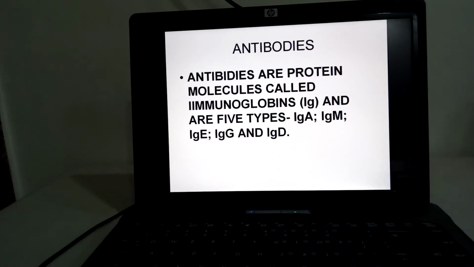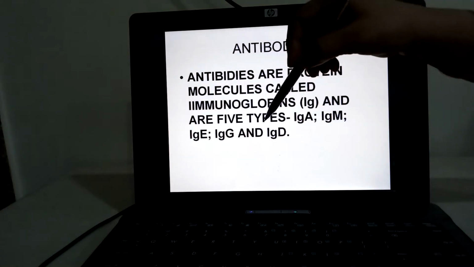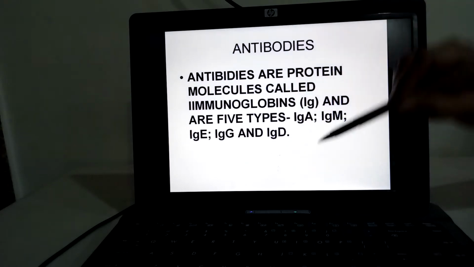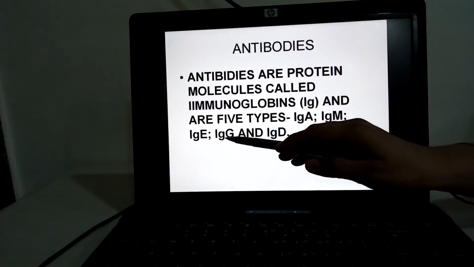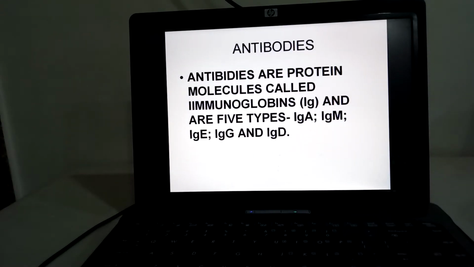And we have nearly 5 types of antibodies present in our system. One is IgA, IgM, IgE, IgG and IgD. Out of which IgG is an antibody which you find maximum. And these types which we have written down as IgA and IgD like that, they are called isotypes. And IgG is the most abundantly found isotype of the antibodies.